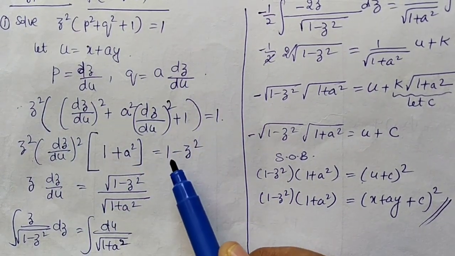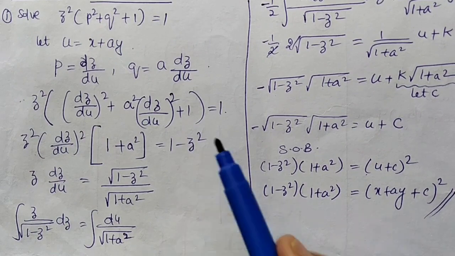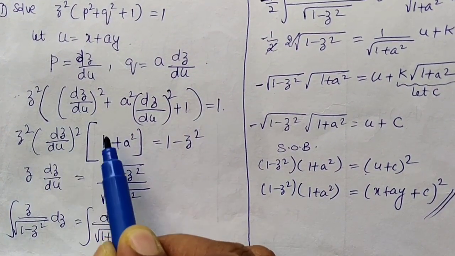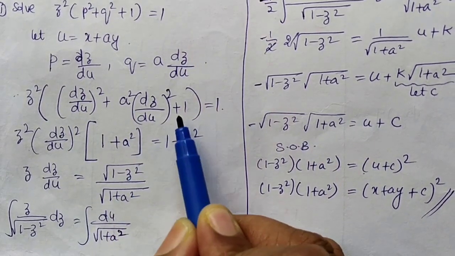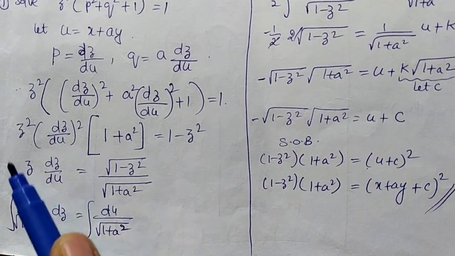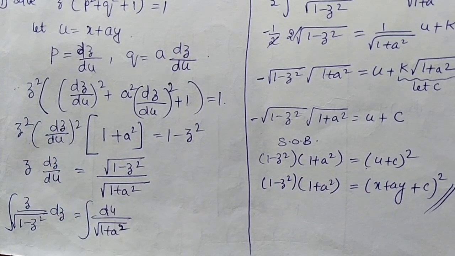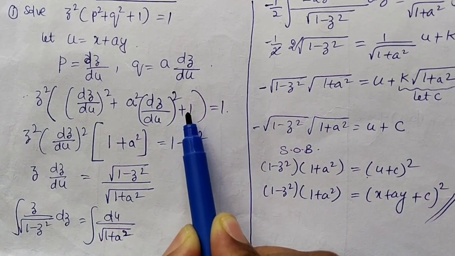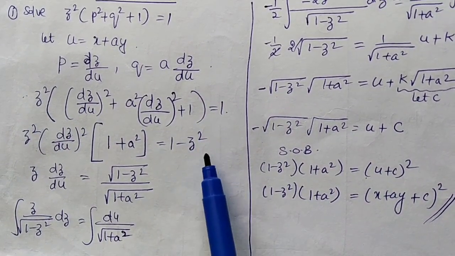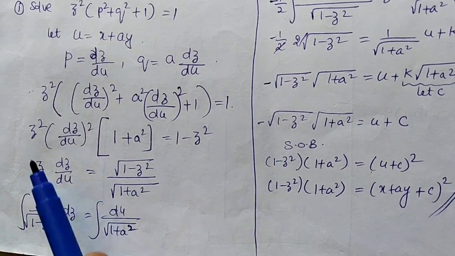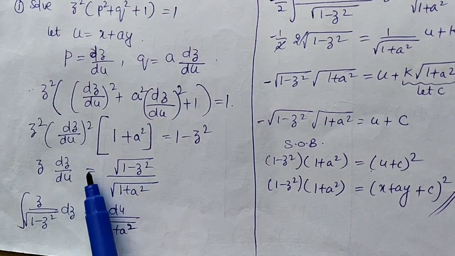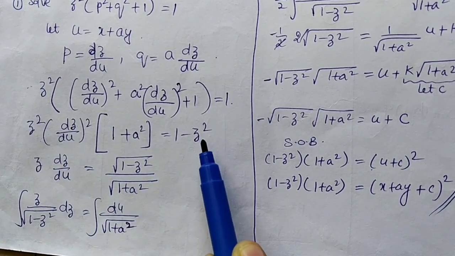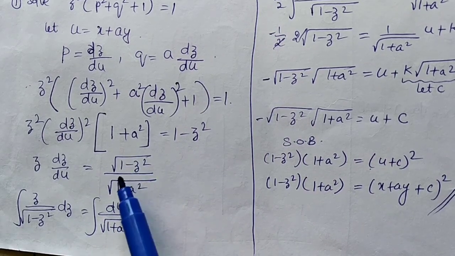And here you have to apply the variable separable method. On 1 plus a square, just take dz by du whole square common. You will get 1 plus a square, plus z square into 1 is z square, minus z square. And here, z into dz by du is equal to, squaring on both the sides, you do root apply. So root of 1 minus z square by root of 1 plus a square.